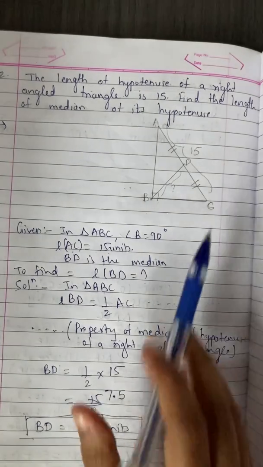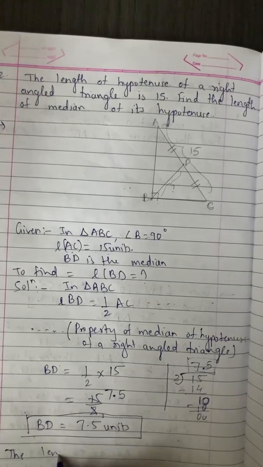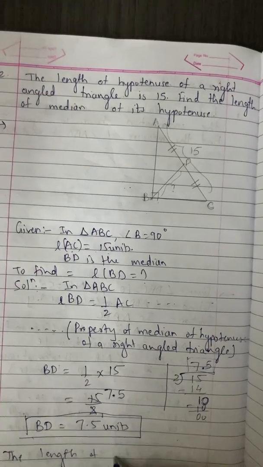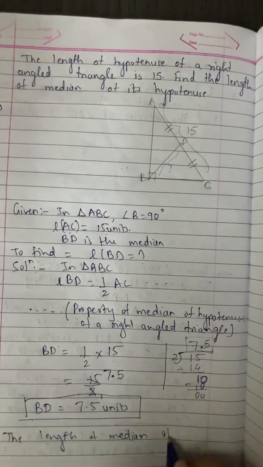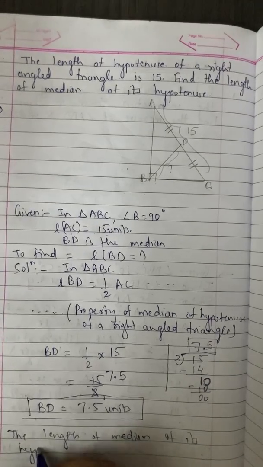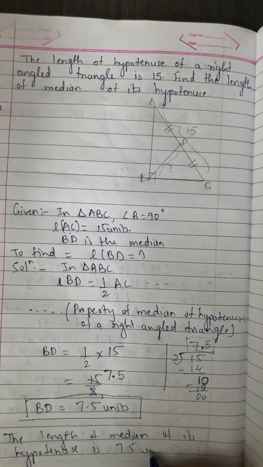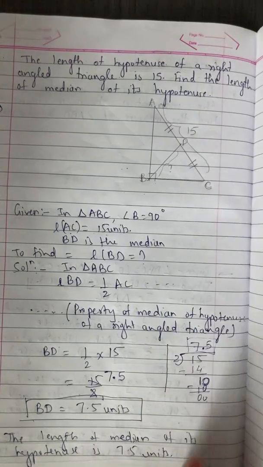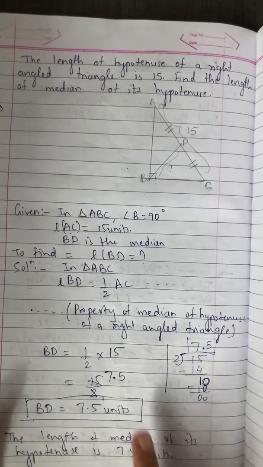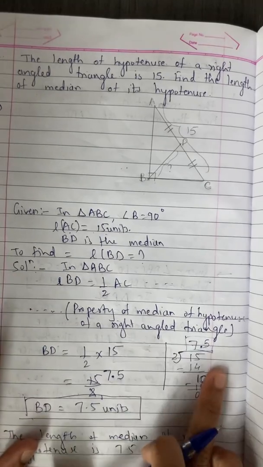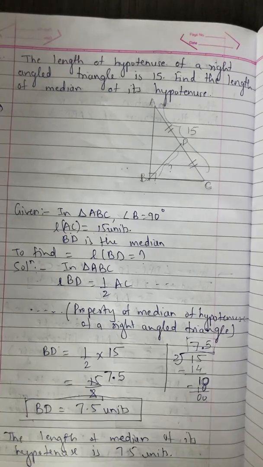Alright. So finally you can write down the final statement, which is very important. The length of the median of its hypotenuse is 7.5 units. So this was question number 2. It was quite easy. Once you know the properties, you can easily solve. Most of you make silly mistakes in division. So please do your tables properly and do the division sums. Practice more and more division sums.